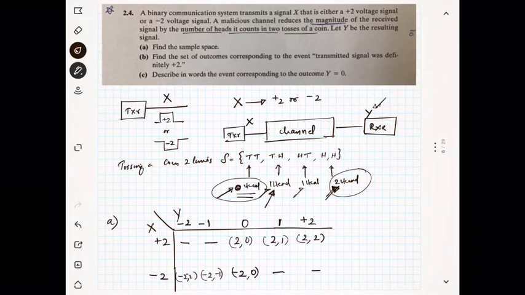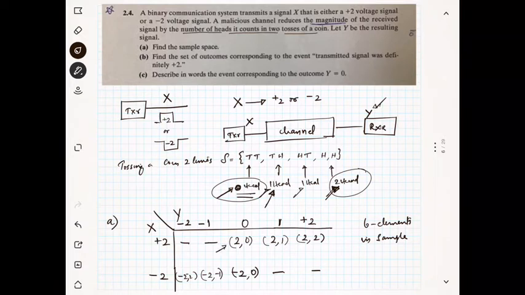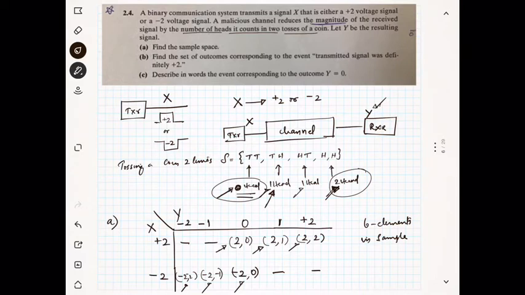So what is the number of elements? How many elements are there in the sample space? There are 6 elements in the sample space. It is shown here: this is the first element, second element, third element, 4, 5 and 6. There are 6 elements in the sample space.